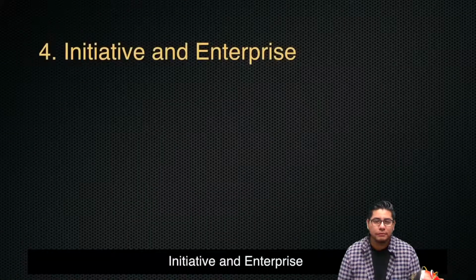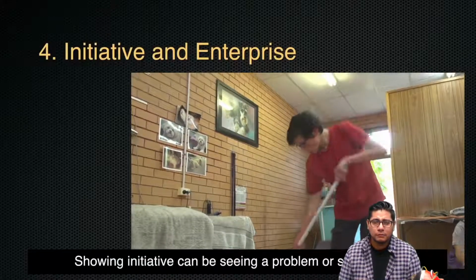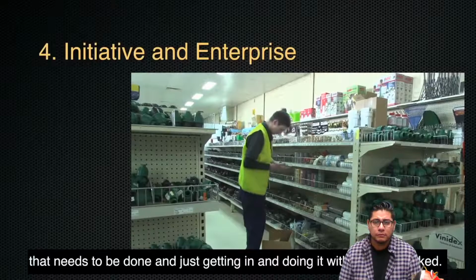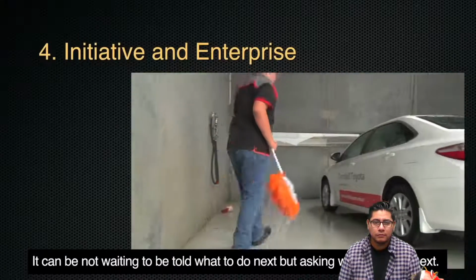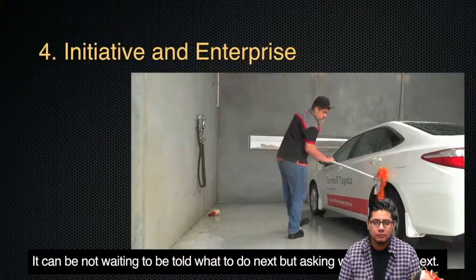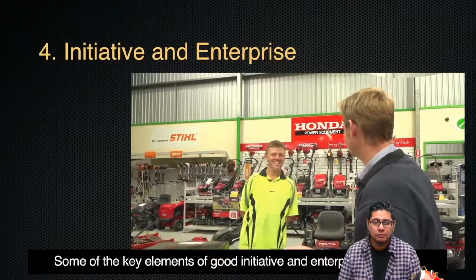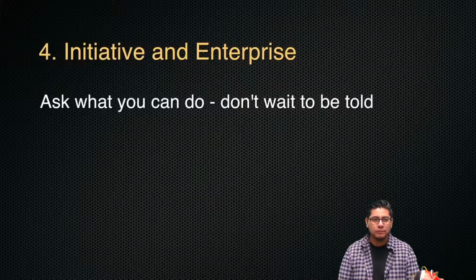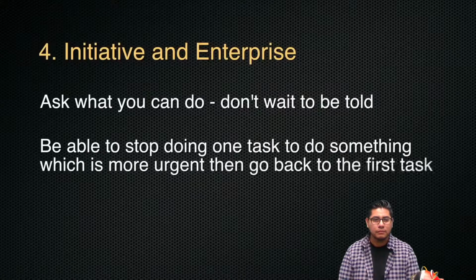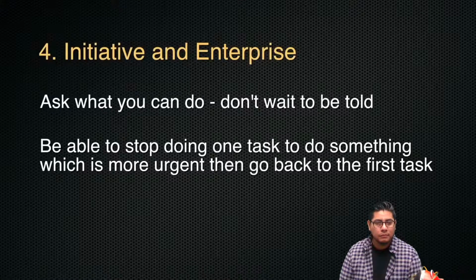Initiative and enterprise. Showing initiative can be seeing a problem or something that needs to be done and just getting in and doing it without being asked. It can be not waiting to be told what to do next, but asking, what can I do next? Some of the key elements of good initiative and enterprise skills are: ask what you can do, not waiting to be told what to do, being able to stop doing one task to do something that is urgent, then going back to the other task.